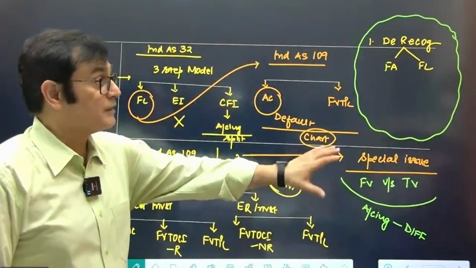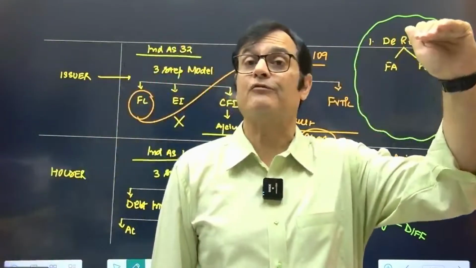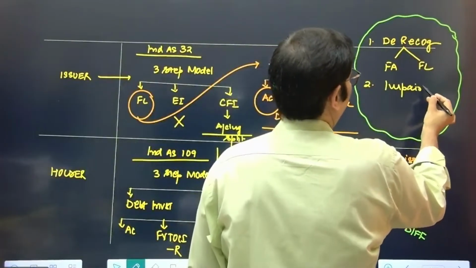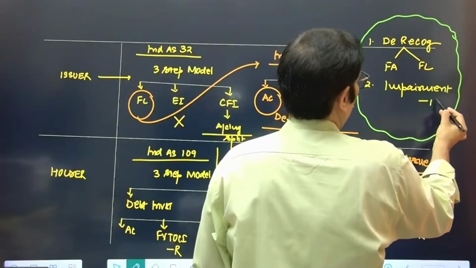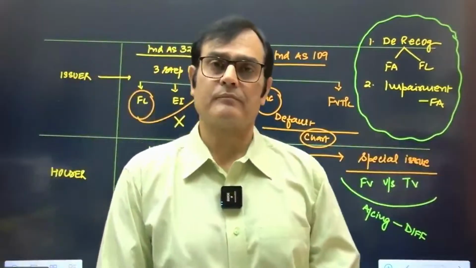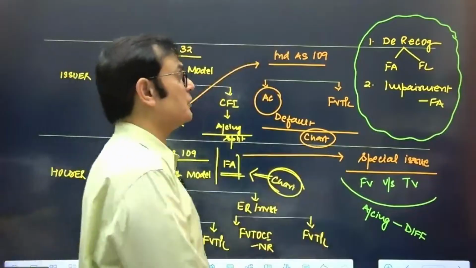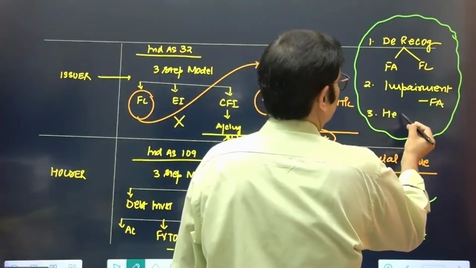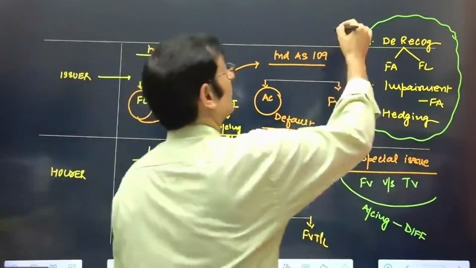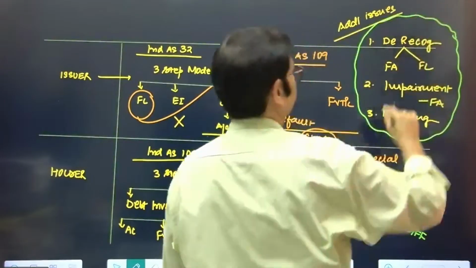So once this particular area gets over, then comes the area of deciding the derecognition principles of financial assets and financial liability. The other area which comes in is the concept of impairment. But this is impairment only of financial assets. Liabilities are not impaired. The concept of ECL modeling: how the expected credit loss model is applied in terms of impairment of financial assets. And then comes the area of hedging. How does hedge accounting apply? So I would say these are the additional issues as far as Ind AS 109 is concerned.